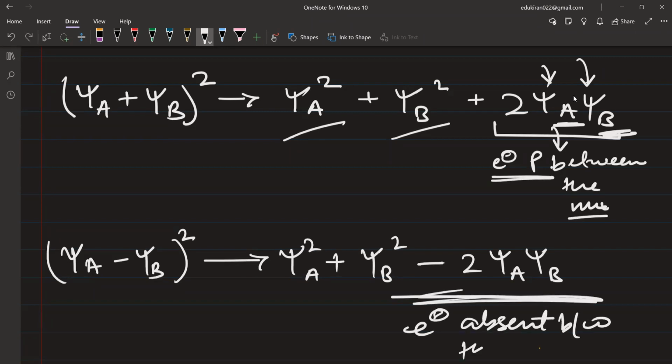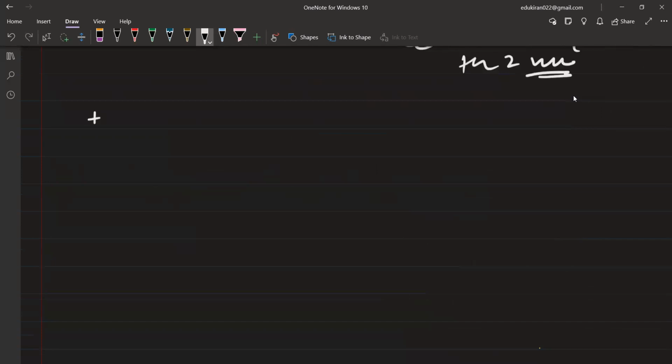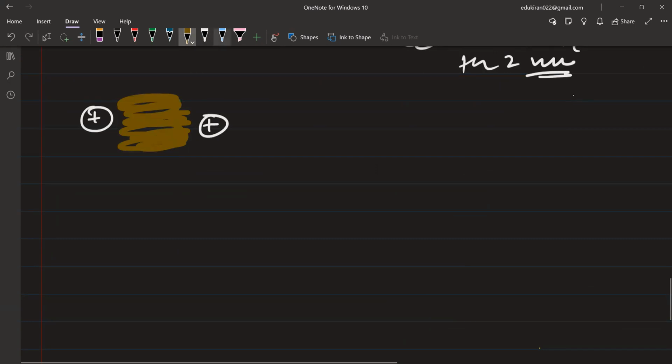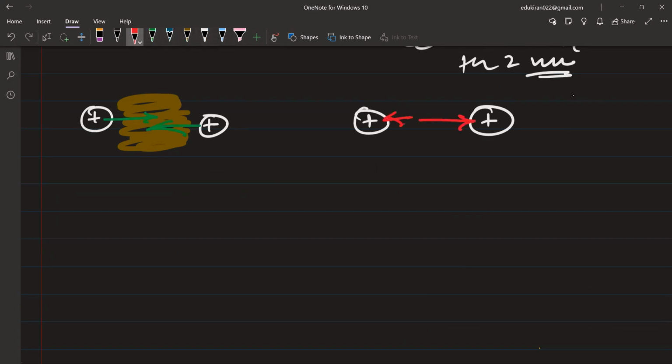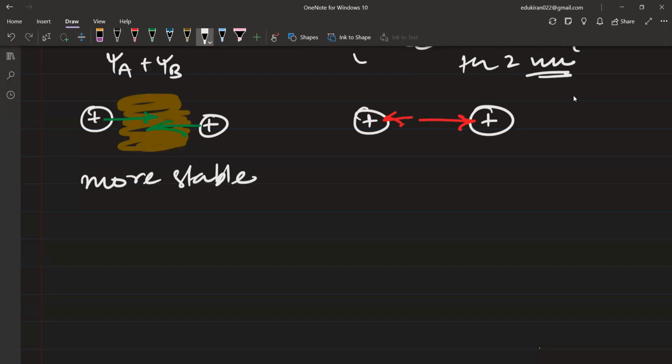Now tell me one thing: we have positive charge and here we are going to have electrons. And we have another case in which we have positive charge and positive charge, not having any electrons in between. So I hope all of you understand that this is going to have attraction, but both of these are going to repel each other. So I can for sure say the case where we are going to have psi A plus psi B is going to be more stable. And in this case where we are having psi A minus psi B, this is going to be unstable.